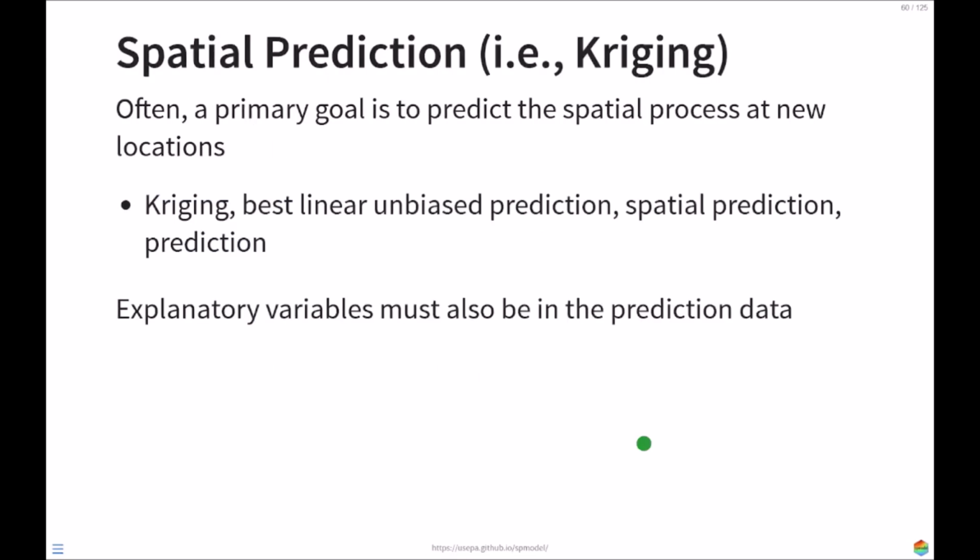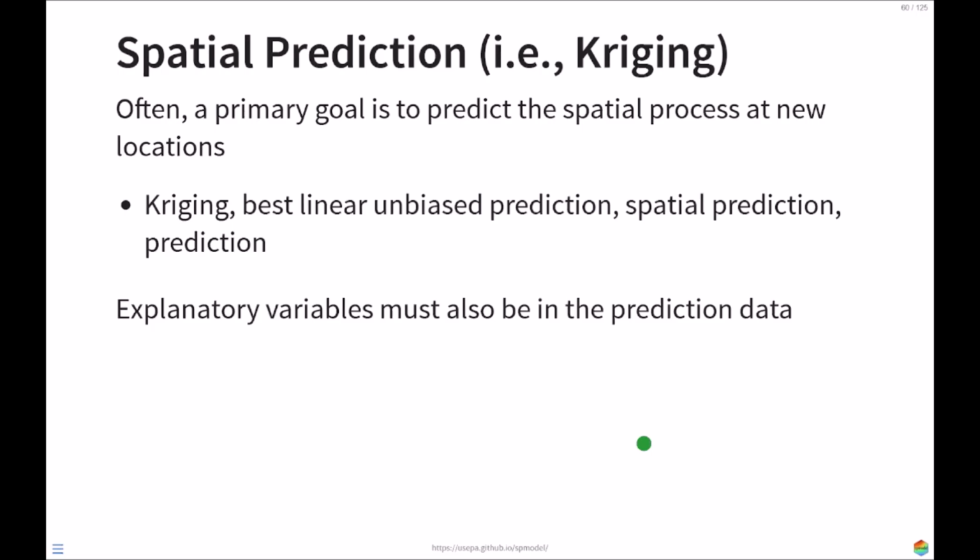Next is spatial prediction, or kriging. So often a primary goal is to predict the spatial process at new locations. Usually this is one of two primary goals. The first is to understand the ecological variables that are related to my response, and the second is to predict at new locations or forecast. So kriging, best linear unbiased prediction, spatial prediction, forecasting, prediction, these are all synonymous words for this task.